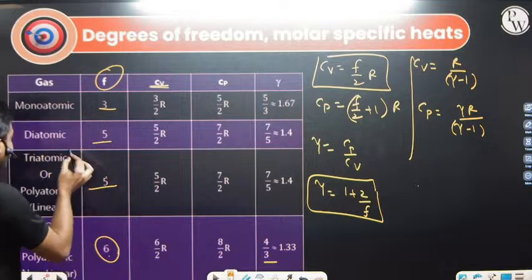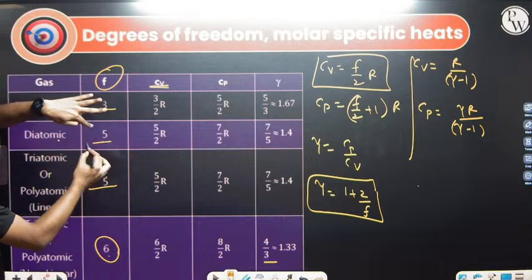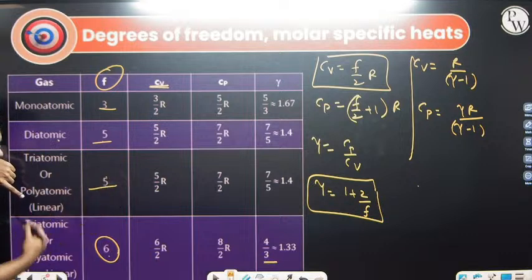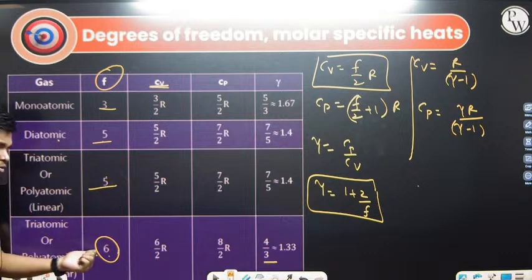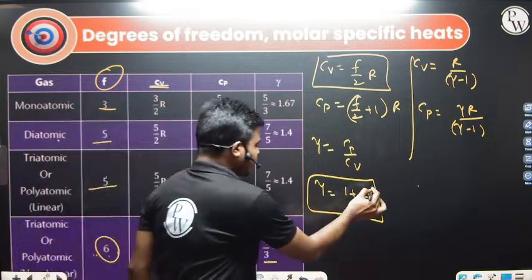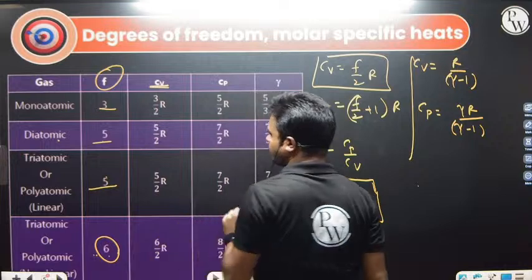So diatomic molecules will be having 3 translation as well as 2 rotation. Again linear triatomic molecules have 3 translation plus 2 rotation. Polyatomic molecules will be having 3 translation plus 3 rotation. So here the total degrees of freedom for monatomic gas will be 3.